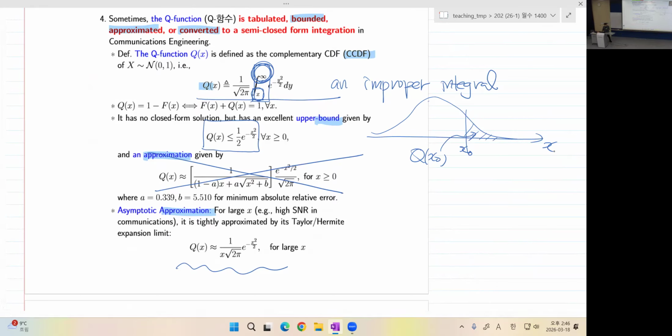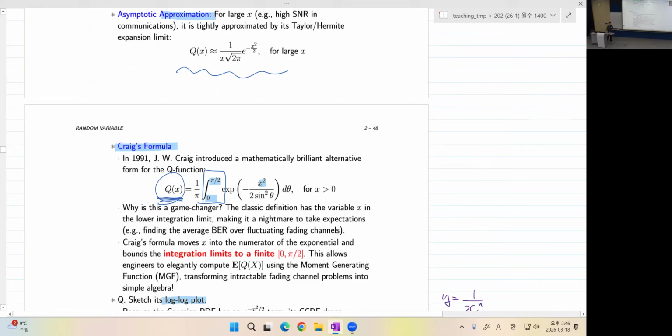One good thing for this special form is that, see that Q function? Now you have a finite integration interval.